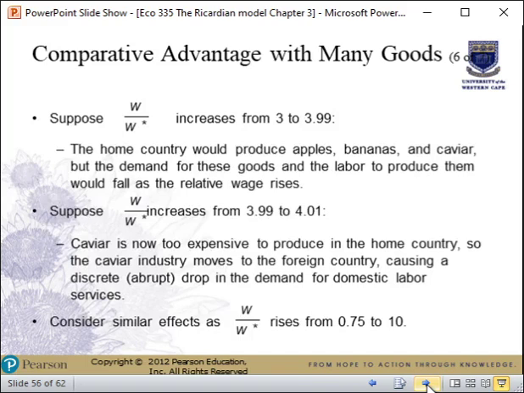The two reasons why relative demand falls as the relative wage rate rises can be illustrated using an example. Suppose the relative wage rate rises from 3 to 3.9. The pattern of trade will not change as the home country will produce apples, bananas, and caviar, whilst the foreign nation will produce dates and enchiladas. However, if the relative wage rises to 4.01, then there will be a change in the pattern of trade as caviar becomes expensive to produce in the home country and cheaper to produce in the foreign country.